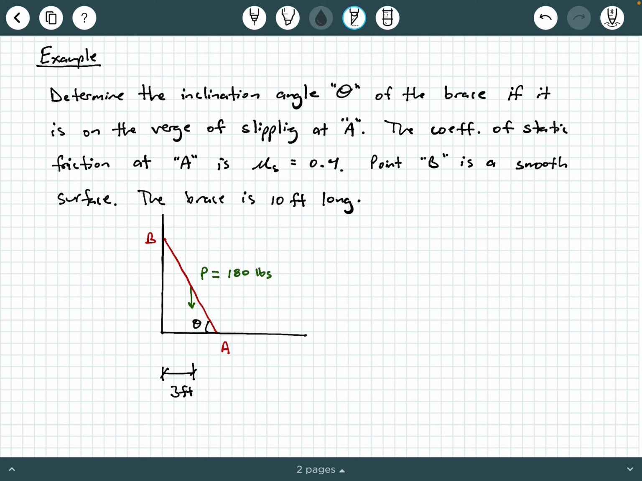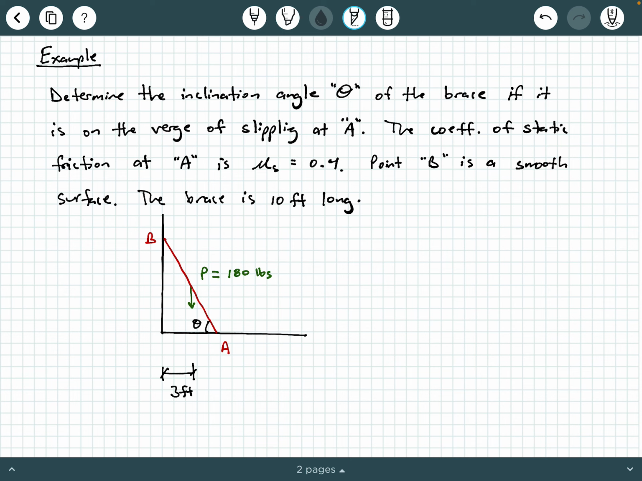So whenever you see the term smooth surface, you can assume that that is frictionless. You have no friction developing there. You only have a normal force developed at a smooth surface. And then the brace is 10 feet long. So the 10 feet dimension is this diagonal length right here. The physical length of the brace AB is 10 feet long.